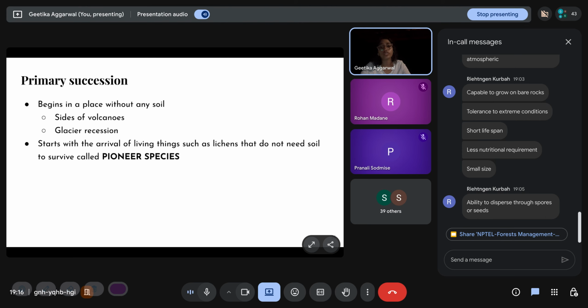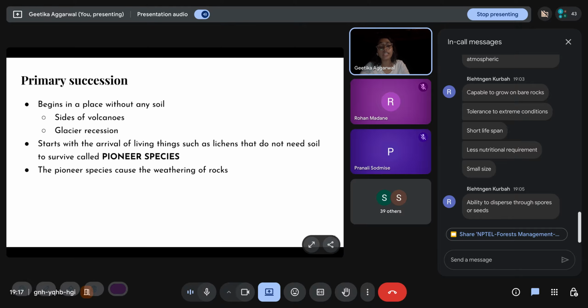Or glacier recession. If there's a particular area with a lot of glaciers, and that glacier moves or melts, then the rock will get exposed, and that will lead to some amount of primary succession over time. It starts with the arrival of living things such as lichens that do not need soil to survive, or the arrival of pioneer species, as we discussed.